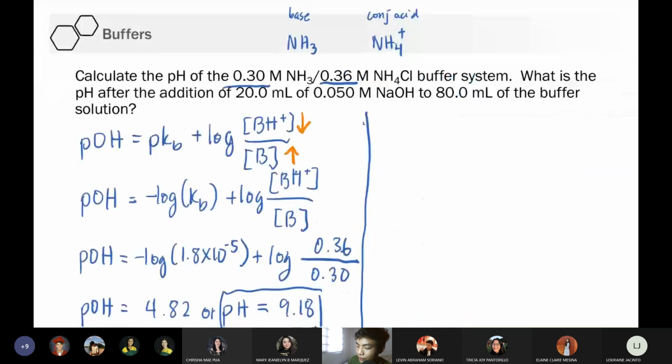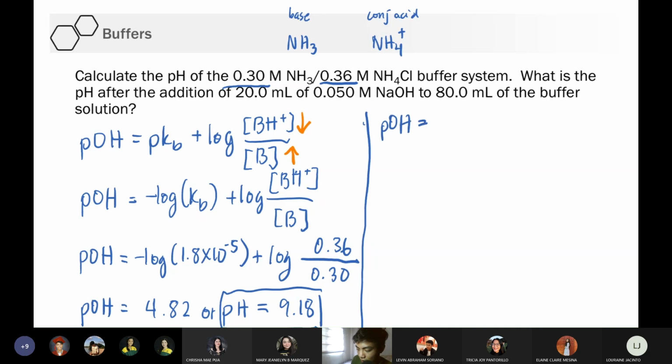So that means, etong nasa log function natin, babaguhin natin to. Ito lang yung babaguhin natin. The rest will remain the same. So itong log lang yung magbabago, ha? So ika-copy ko lang ulit to.